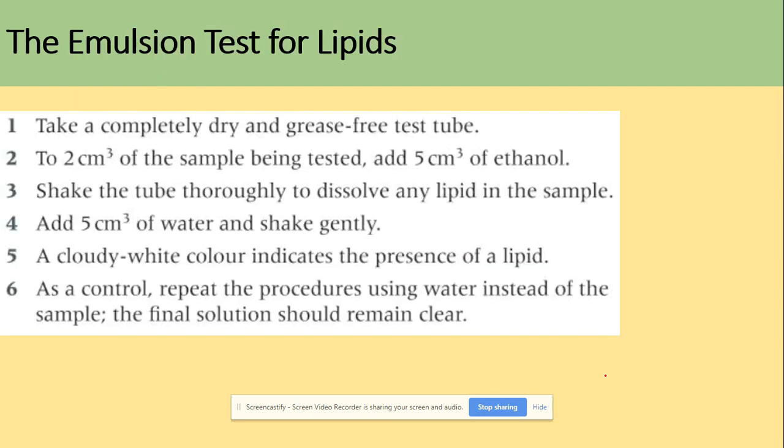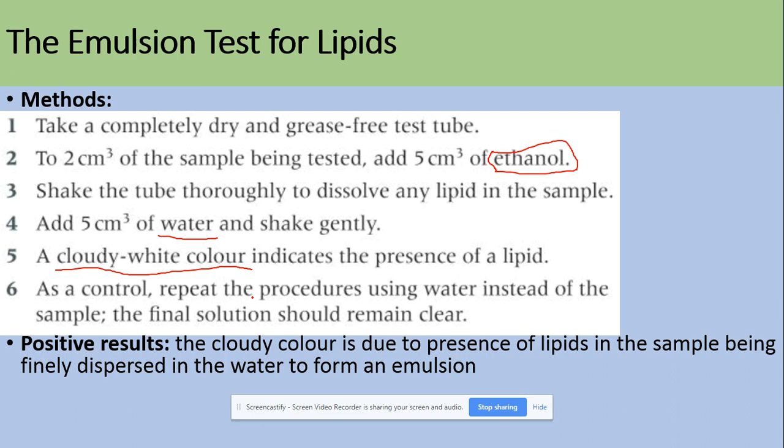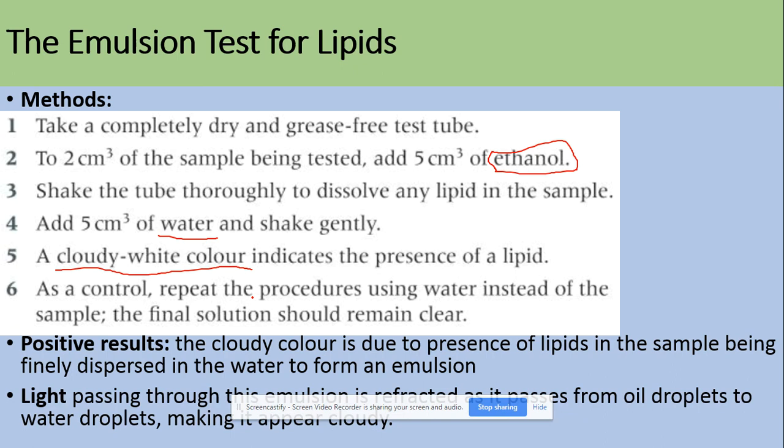So the emulsion test is the test that you're going to use for lipids. How to do it? You add your sample, then you add ethanol, because remember, lipids are insoluble in water but soluble in ethanol. You shake it, and then you add the water and shake it gently. As a positive result, you get a cloudy white color, which indicates the presence of lipids. Why does this happen? Because the lipids are soluble in ethanol but insoluble in water.